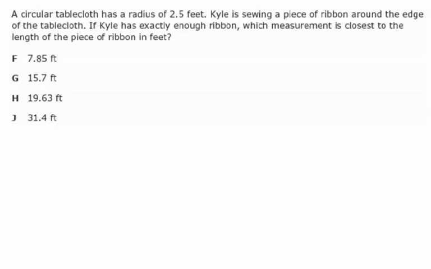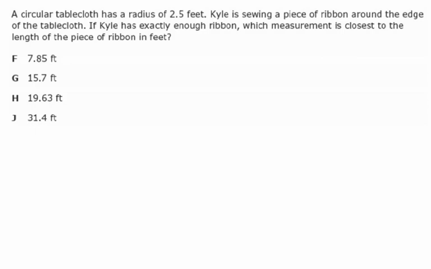A circular tablecloth has a radius of 2.5 feet. Kyle is sewing a piece of ribbon around the edge of the tablecloth. If Kyle has exactly enough ribbon, which measurement is closest to the length of the piece of ribbon in feet?